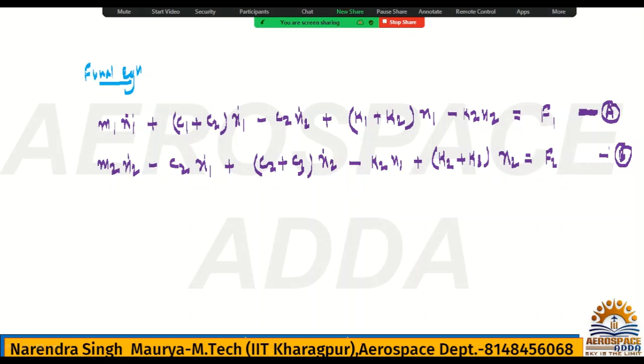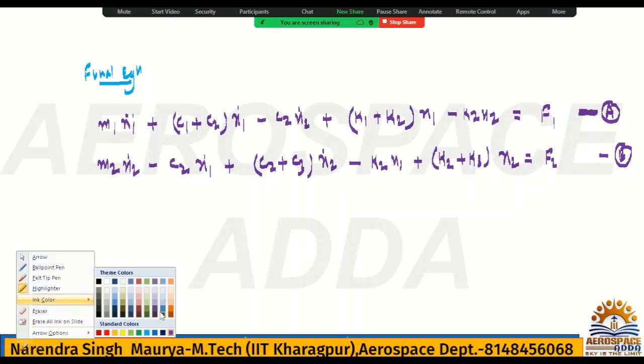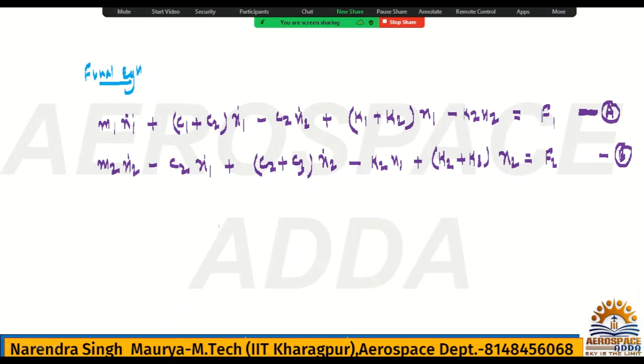Then it will be easy for us to see how we can write it. Check it, it's very simple. The above equation can be written in matrix form. So how can we write it?